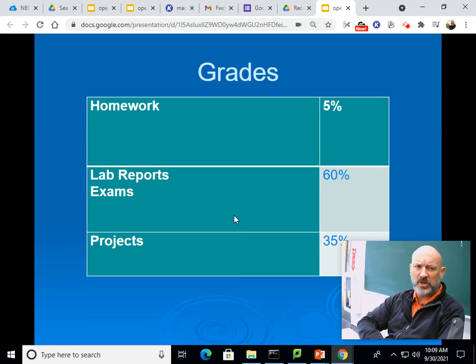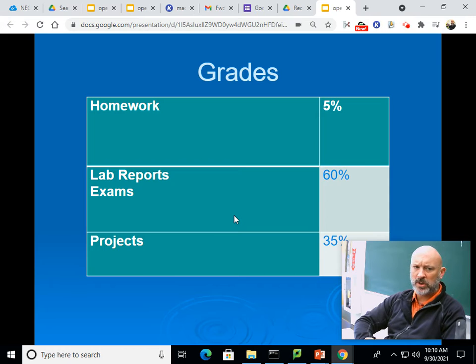As far as the grades go, the breakdown looks like this. Homework across the board in every class in the district is going to be 5% of the grade. We have formal assessments. Formal assessments come in the form of lab reports and exams. That's going to count for 60% of the grade, and then 35% of the grade is going to come from informal assessments, which are going to include, for this class, projects.